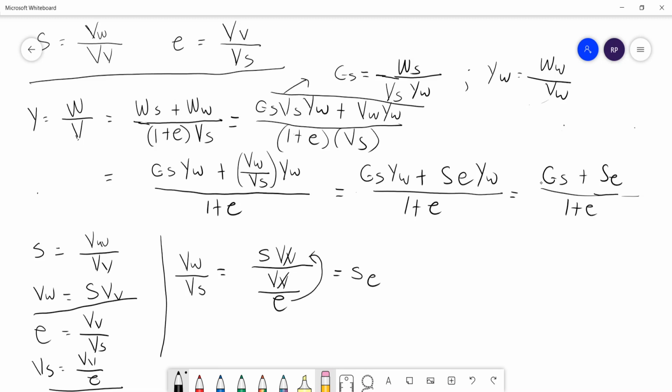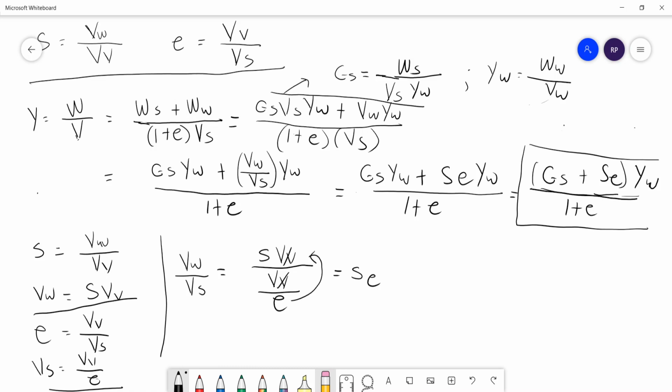The γw, we just take it out. Okay, so we will have Gs plus Se, γw. So this is our equation: Gs plus Se γw all over 1 plus e.